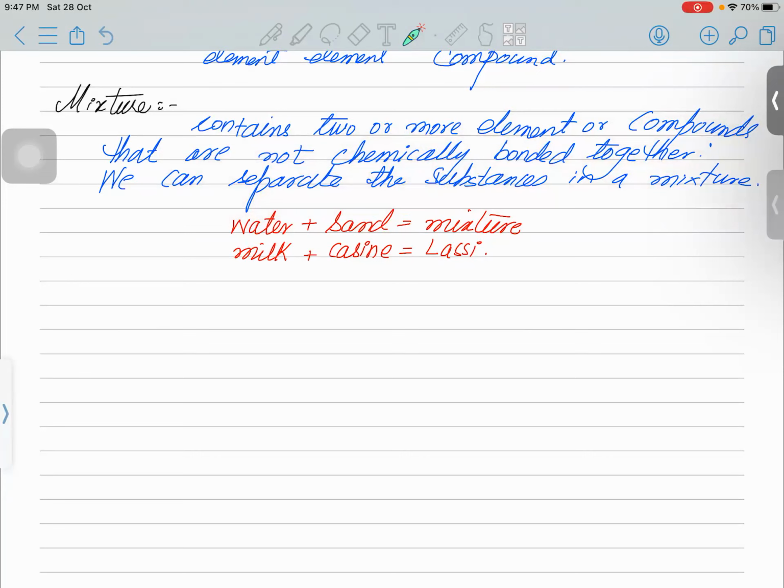Yeah, sir, we can separate them. So we can separate, so both are a mixture. The definition is very clear. So salt and water are a mixture, yeah. Yes, both are a mixture. They both form a mixture because we can separate. Okay, sir.